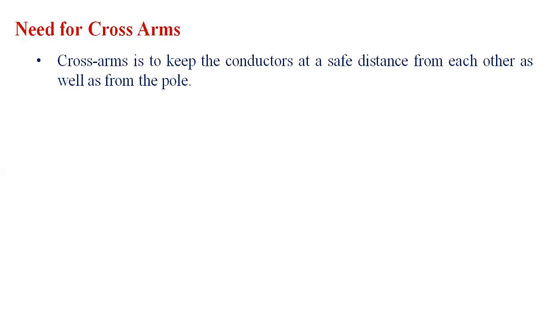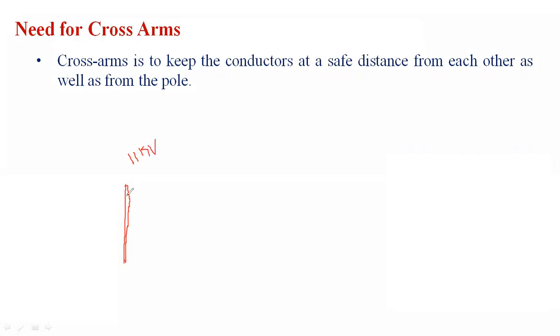And the next one, need for cross arm. What is the necessity of the cross arm? The main function of the cross arm is to keep the conductors at a safe distance from each other as well as from the pole. Now, these cross arms are used for both poles as well as towers. For example, you can take this is the pole, RCC pole. For example, you can take the operating voltage in the line is 11 kV.